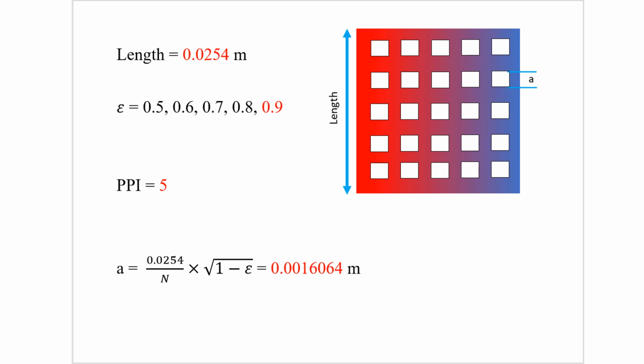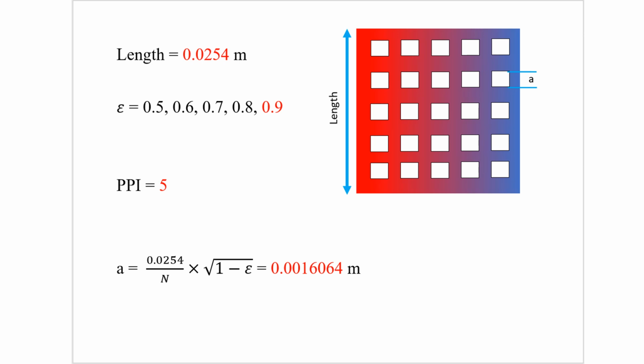And the eta symbol represents the porosity, where we can change the porosity from 0.5 to 0.9, but for this simulation we are sticking with 0.9, and applying these values to the formula given for A, we get the dimensions of the small squares inside the computation domain.